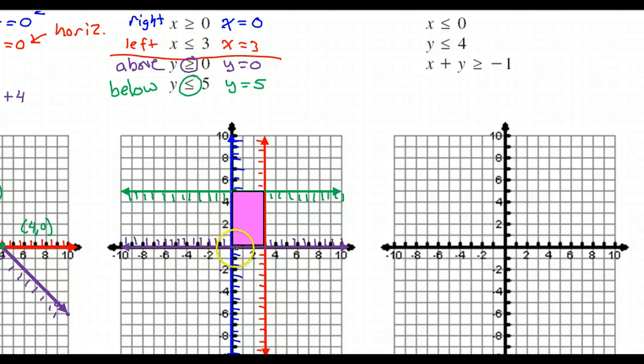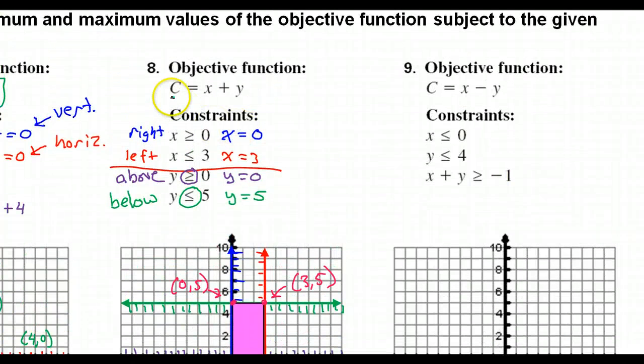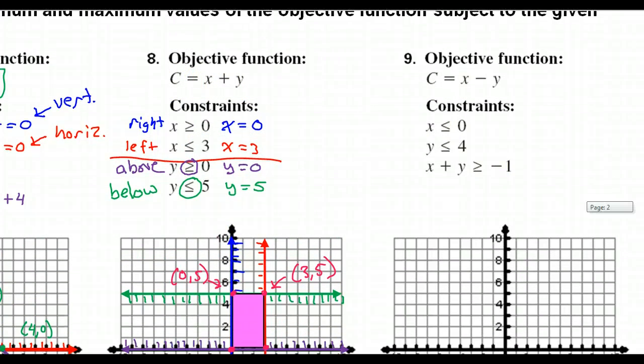So this is the feasible region. And these are the vertices. 0, 0, 0, 5, 3, 5, and 3, 0. So once again, we need to substitute these vertices one by one into the objective function, which is just c equals x plus y.